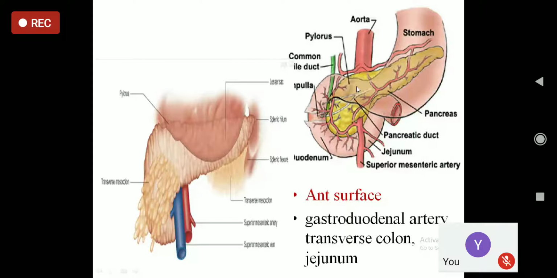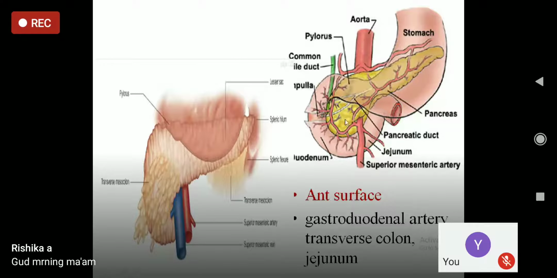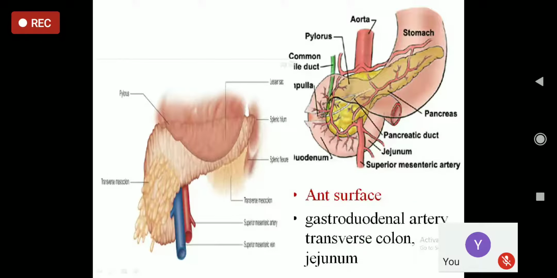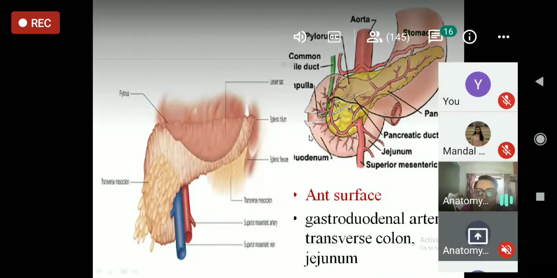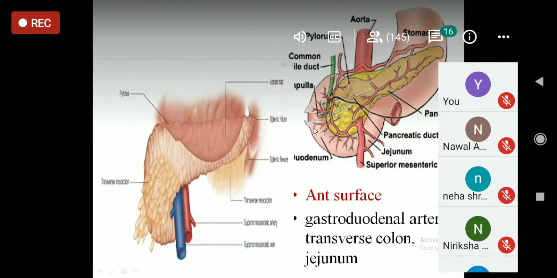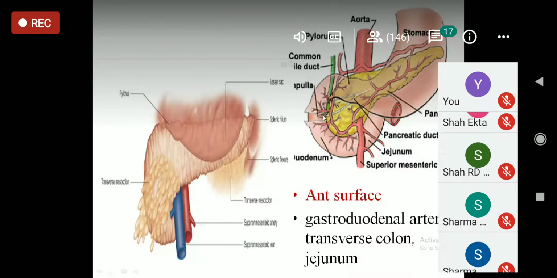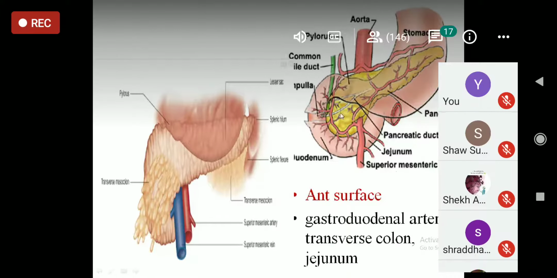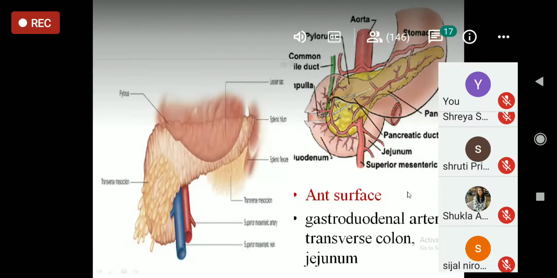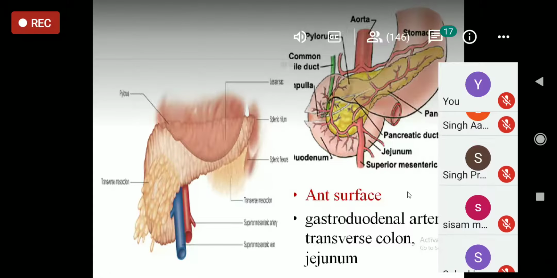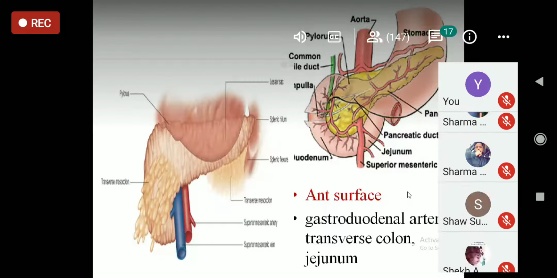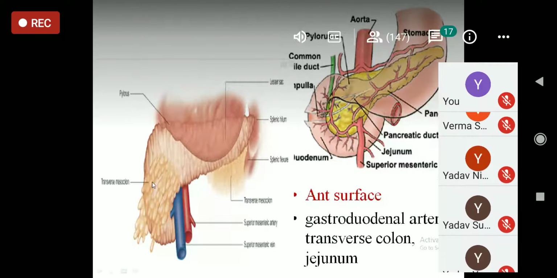Okay, move on to the anterior surface of the head. So this is the anterior surface of the head, which is in relation to the gastroduodenal artery and the transverse colon and jejunum. As we know, the transverse colon goes upward from the ascending colon, and it goes like this. So it is in relation to the transverse colon, gastroduodenal artery, and some coils of the jejunum. So the anterior surface of the head is in relation to the gastroduodenal artery, transverse colon, and the jejunum. So here we can see the transverse mesocolon.